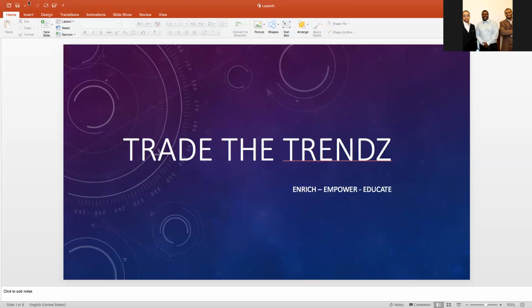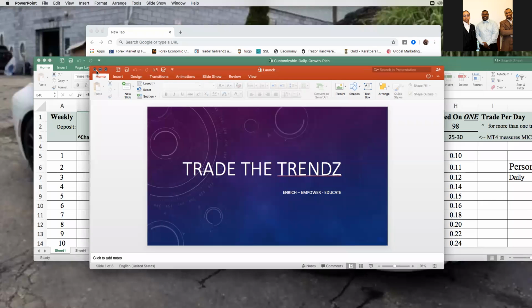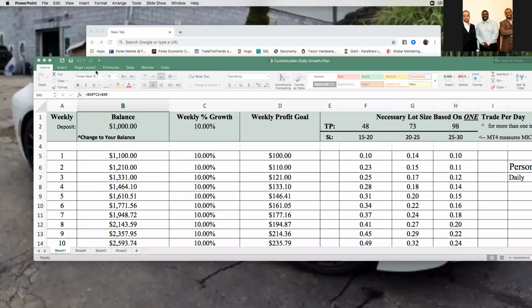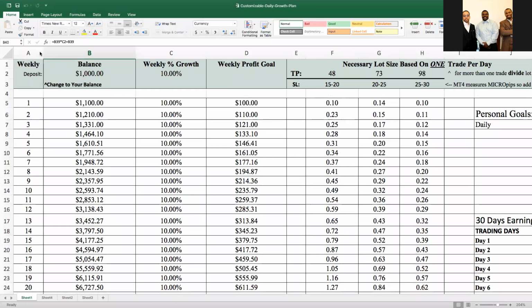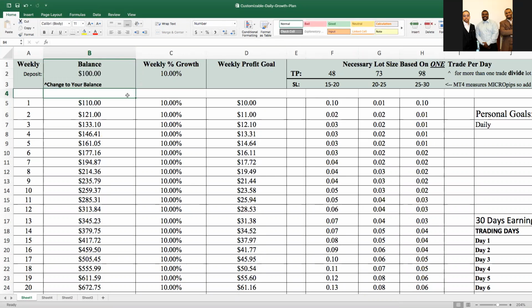So briefly, I'm going to get right into it. This is going to be real short. Let me minimize this so I can bring this up and we can see what's going on in my process. So again, I started with a $100 account.